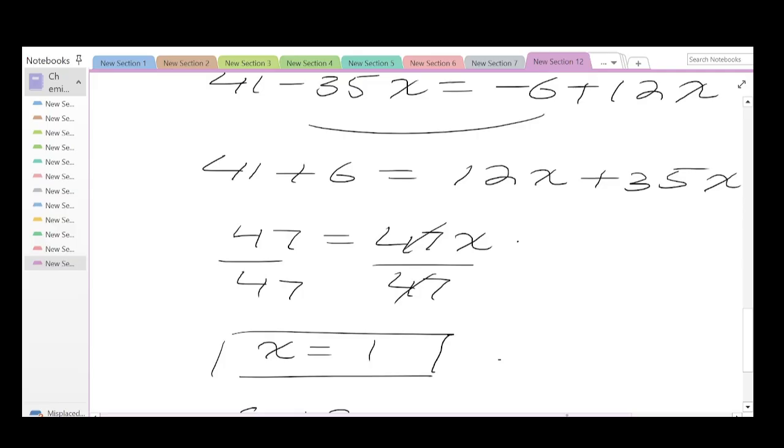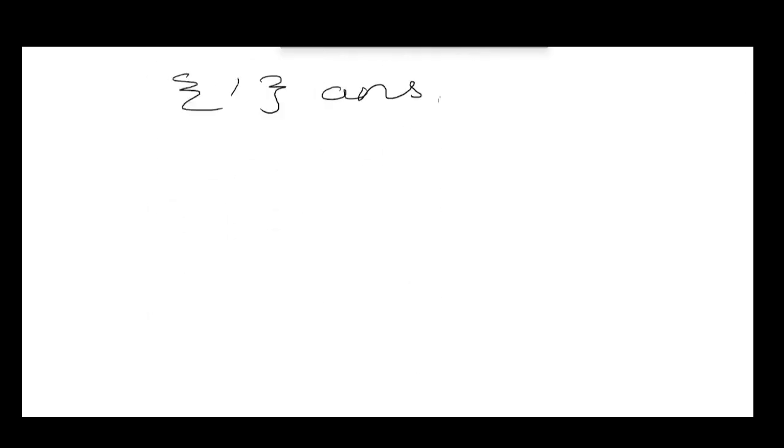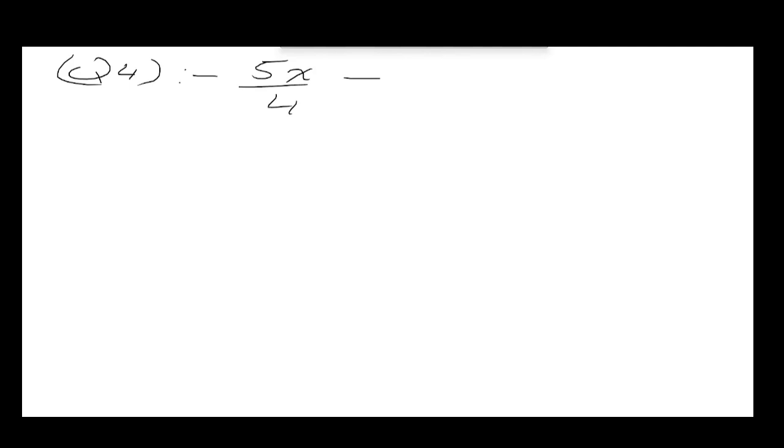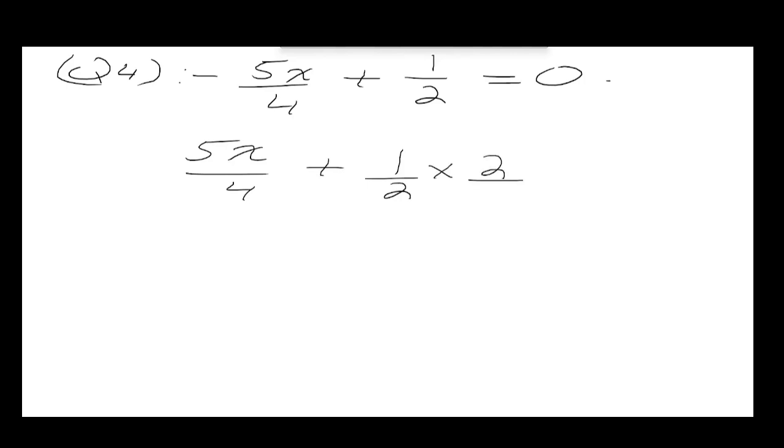So first, let me write the expression here. I'll write question number 4 here. Question number 4 states that we have 5x divided by 4 added with 1 by 2, and this is equal to 0. So 5x divided by 4 will remain the same, but 1 by 2 will be multiplied by 2 by 2. Why? Because we need to make the denominator same. So this results in 5x by 4 added with 2 by 4, which is equal to 0.